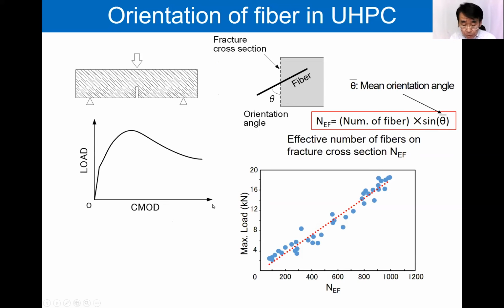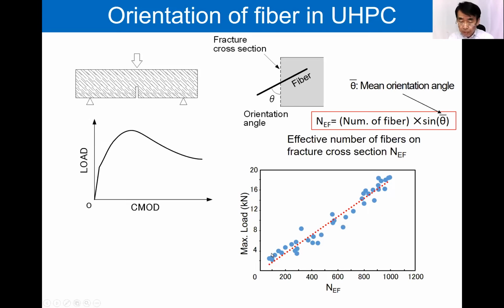And then three-point bending tests were conducted on the specimen and the load-CMOD curve was measured. The fiber orientation was evaluated by the effective number of fibers on the fracture cross section. We defined the fiber orientation angle as theta, as shown in this figure, and the effective number of fibers was evaluated by multiplying the number of fibers by sine theta.